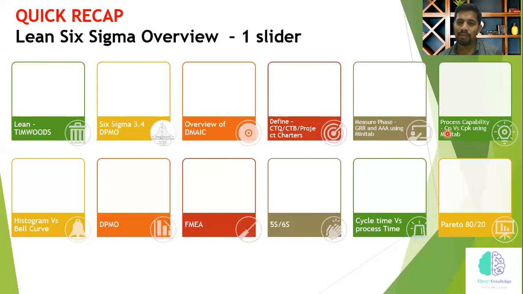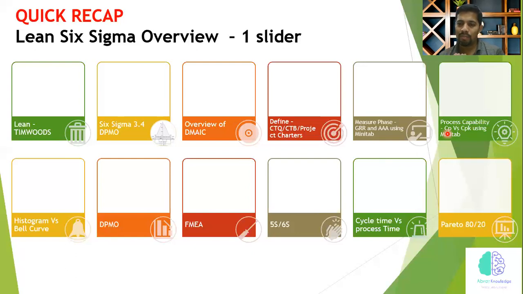So if CP and CPK are 0.66, that is 2 sigma. If it is 0.99 and 0.99, that is 3 sigma. Let's go further. 1.33 is 4 sigma. 1.66 is 5 sigma. And if CP and CPK equal 2, that means it's 6 sigma. As per the automotive standard, we need to have 1.66, that is 5 sigma.